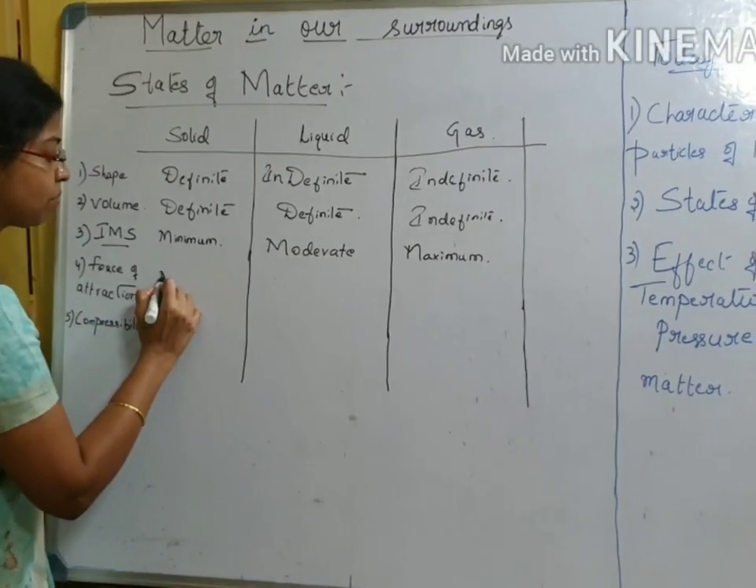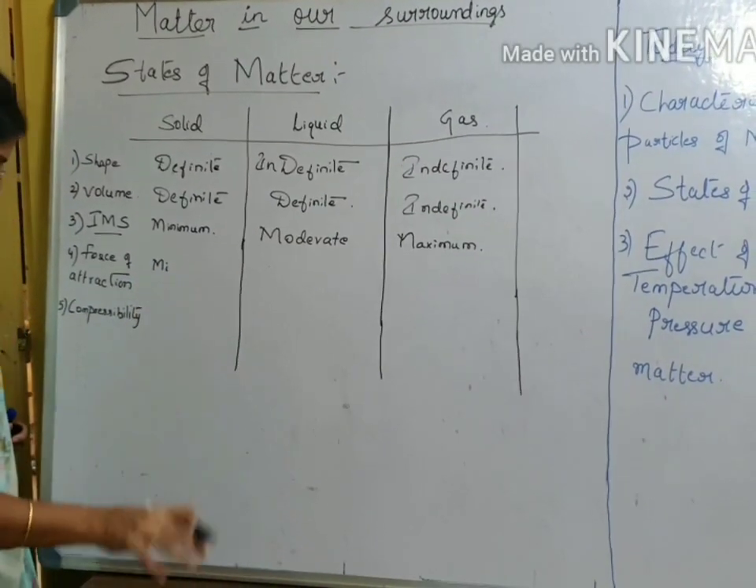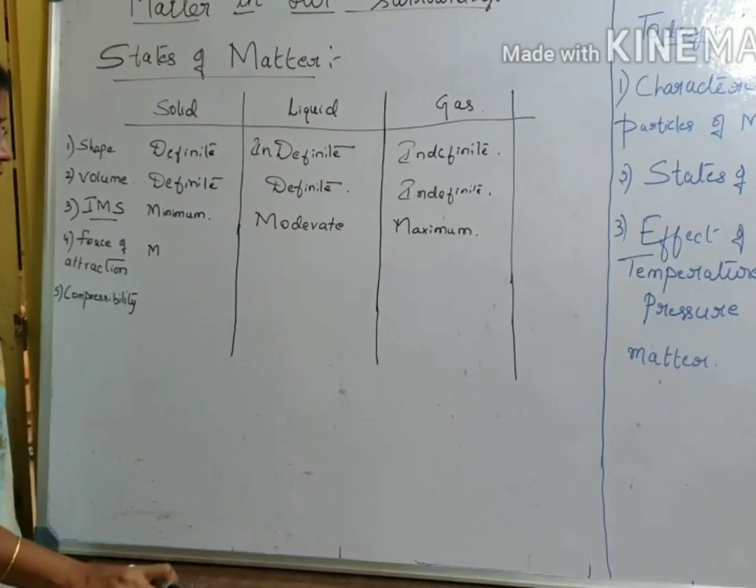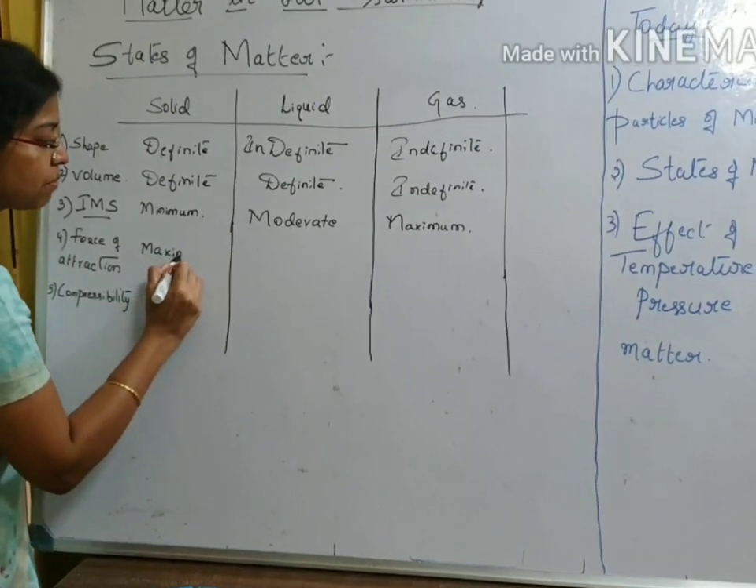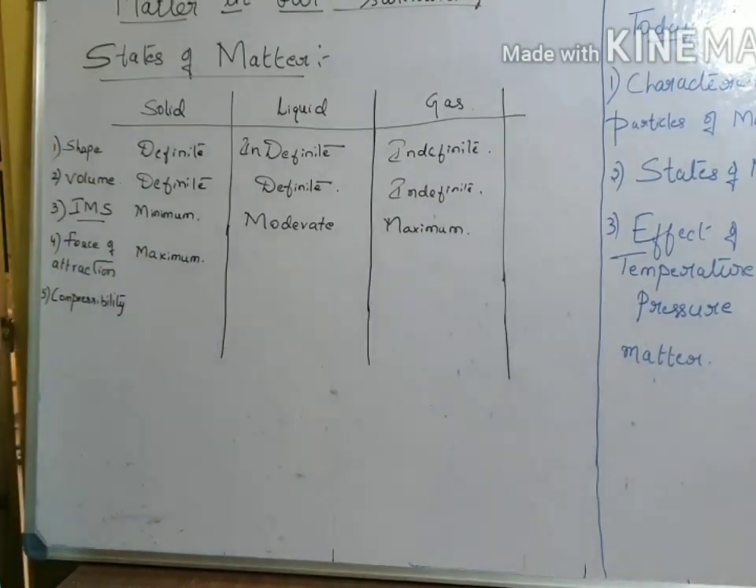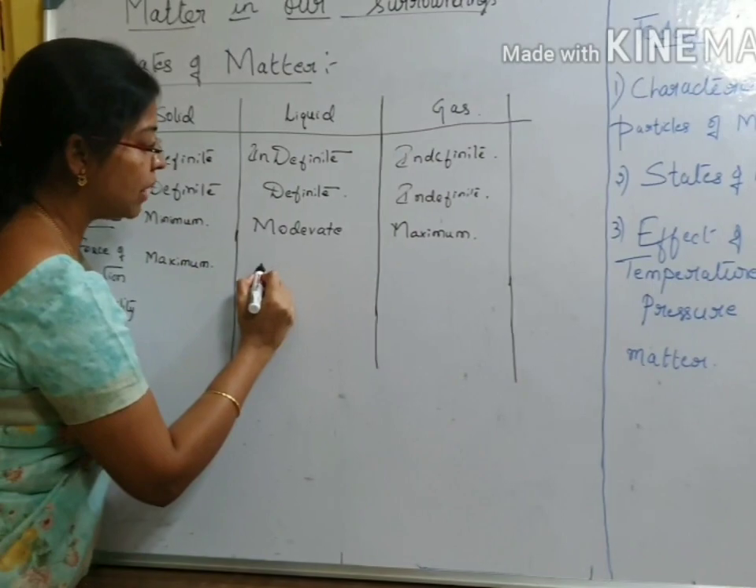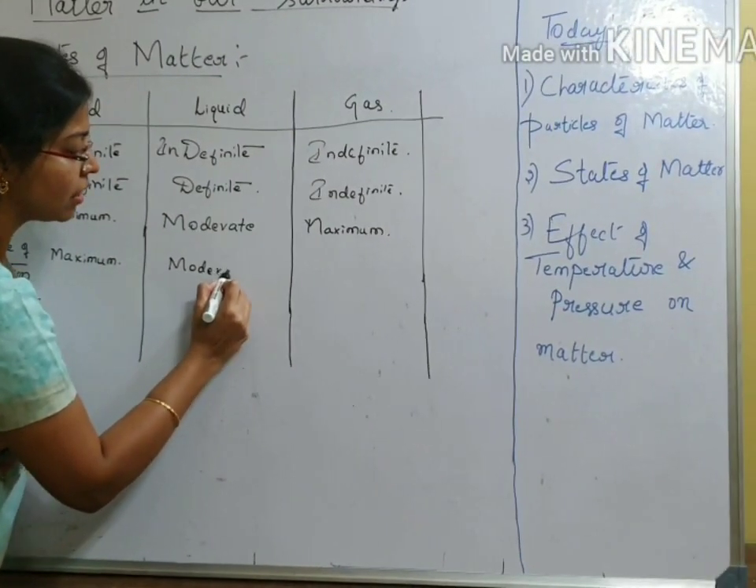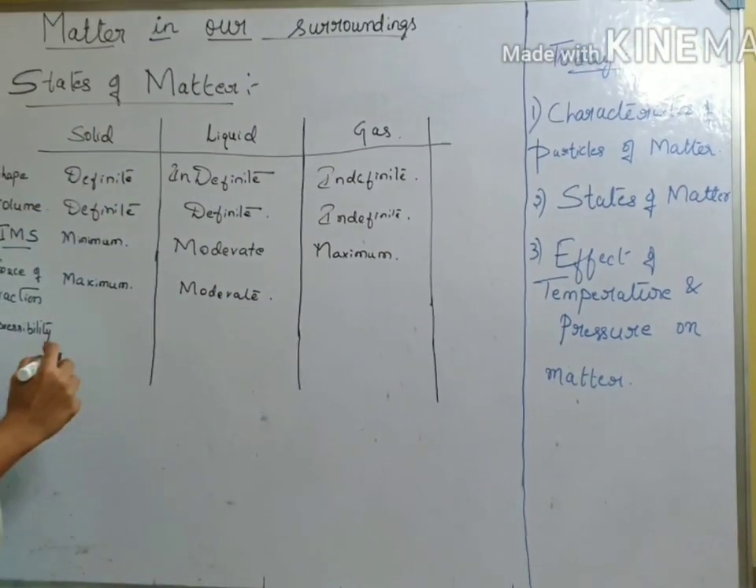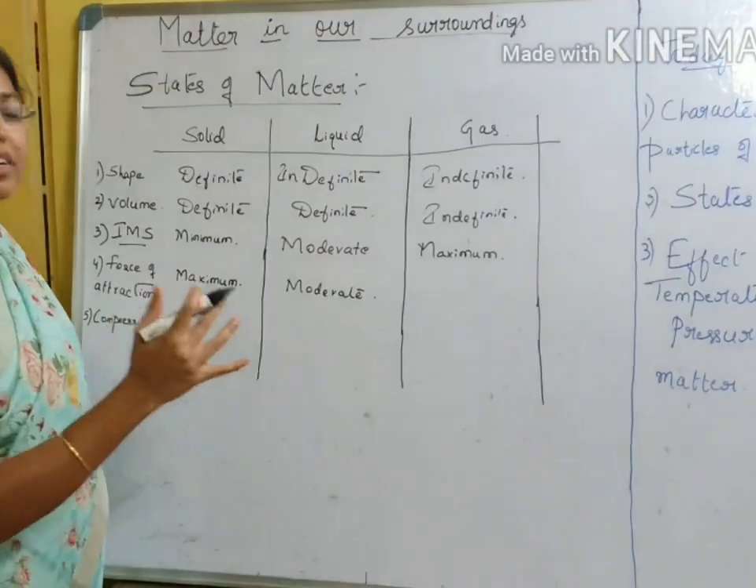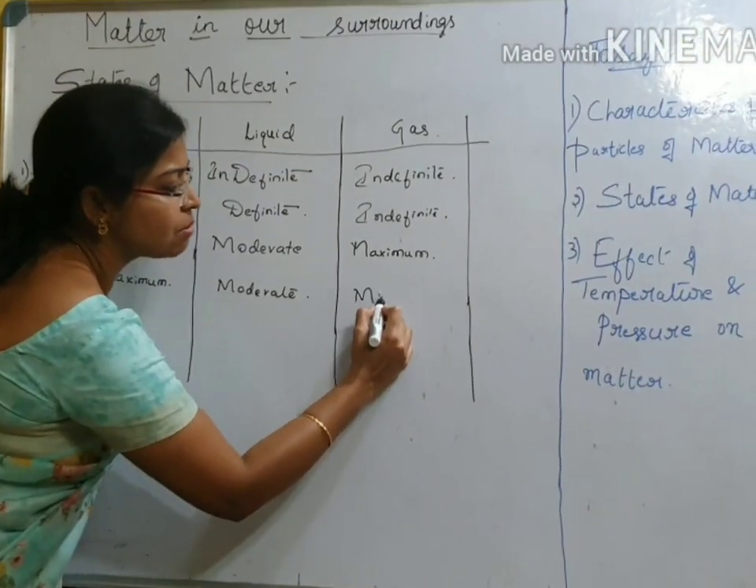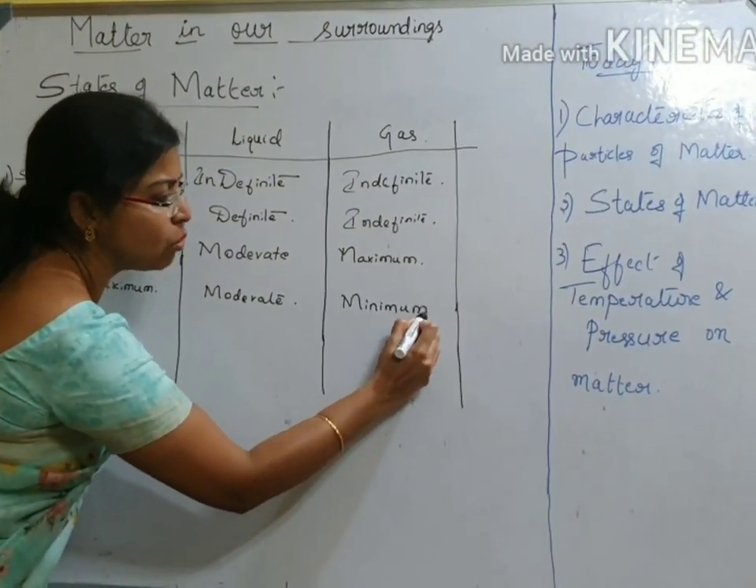It is maximum. That is why it is held intact. In liquid, it is moderate. Whereas in gas, how is the force of attraction between the particles? It is minimum. That is why they freely move.